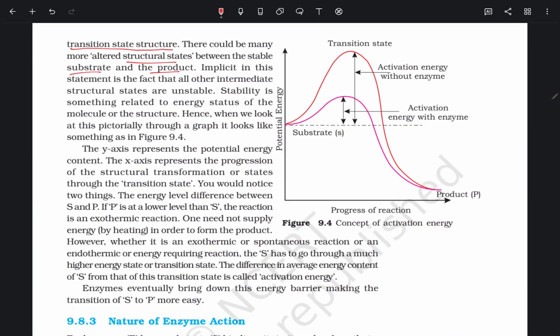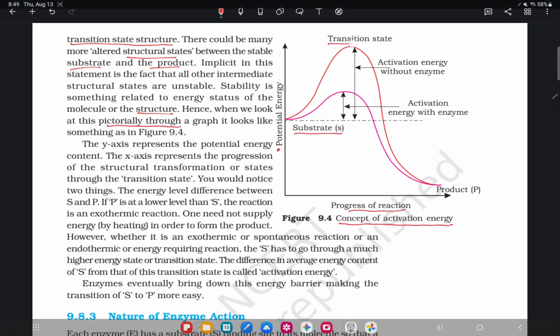Implicit in this statement is the fact that all other intermediate structural states are unstable. Stability is something related to the energy status of the molecule or the structure. Hence, when we look at it pictorially through a graph, it looks like figure 9.4. So, the concept of activation energy. The x-axis shows progression of the reaction and the y-axis shows potential energy. In this structure, two states are given: first is the substrate S and second is the transition state.